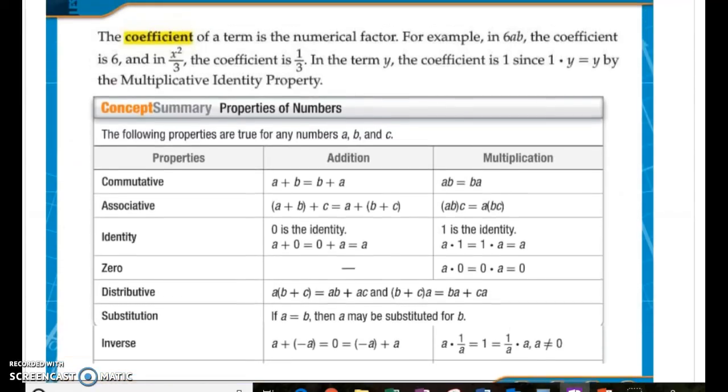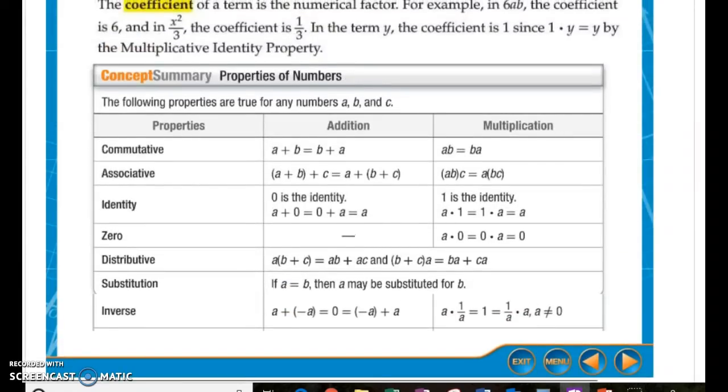Okay, so here's some more of your properties. And this is where you see the distributive is now on our list.